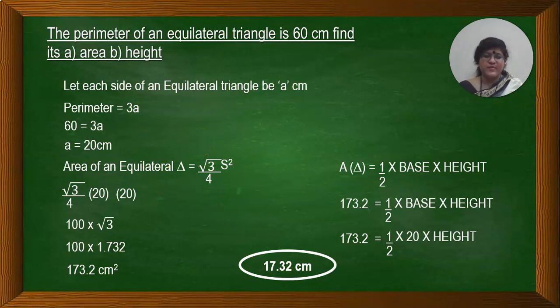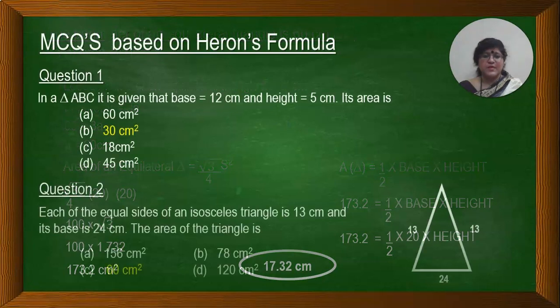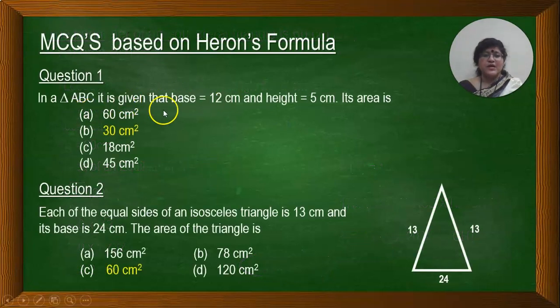You could get problems based on equilateral triangle where they ask you to find out the area of an equilateral triangle. Look at some questions that I've given from this chapter. Some MCQs. The base of the triangle is 12 centimeter and the height is 5 centimeter. What is its area? Area of a triangle is half into base into height. You use this formula when the height is given. So what is half into 12 into 5?